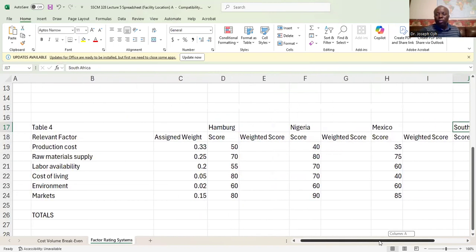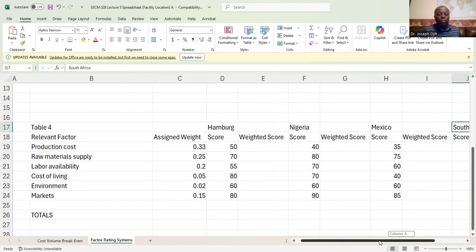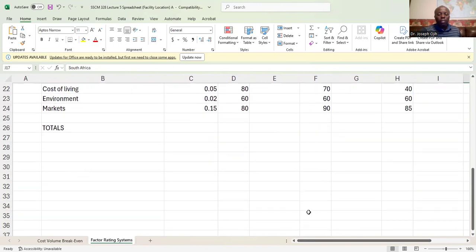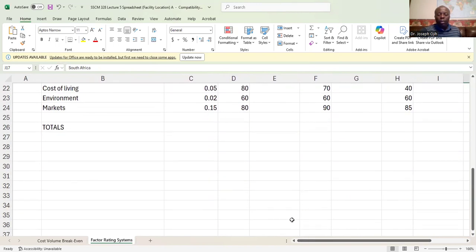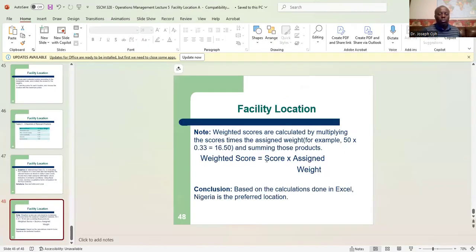Then the one that has the highest total will be the best location. How do we calculate it? I'm going to put the formula here. You can see the percentage, the formula right here: weighted score is the score times the assigned weight. Let me put it right there.